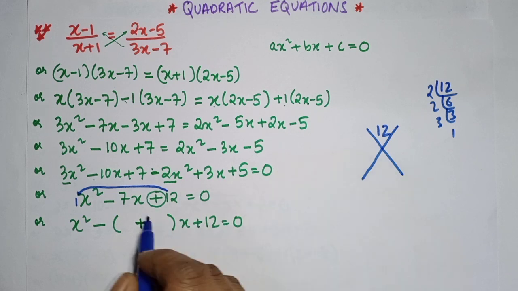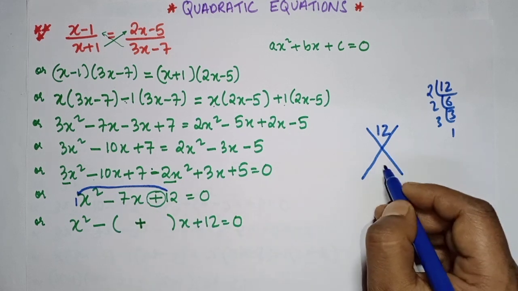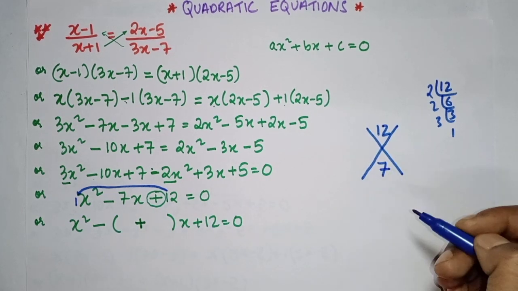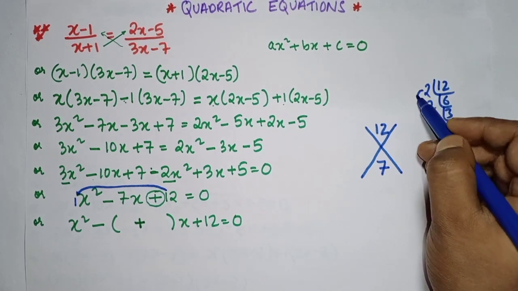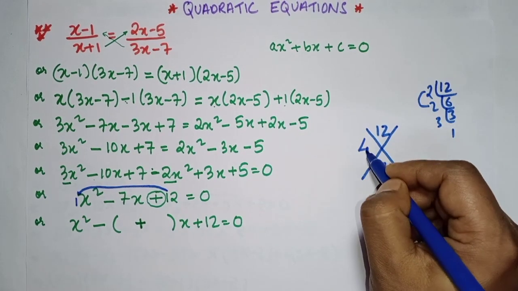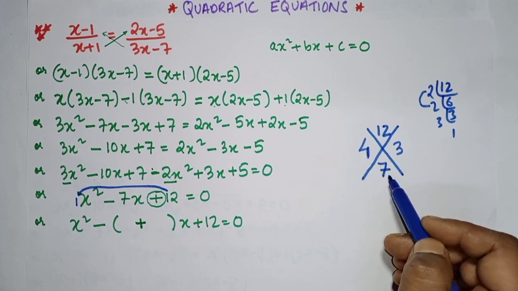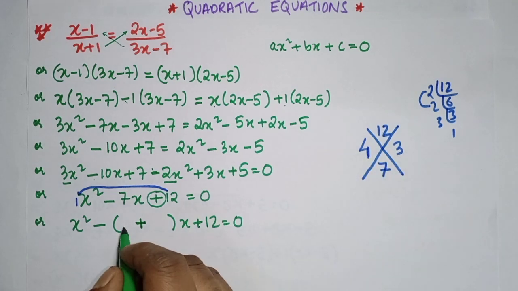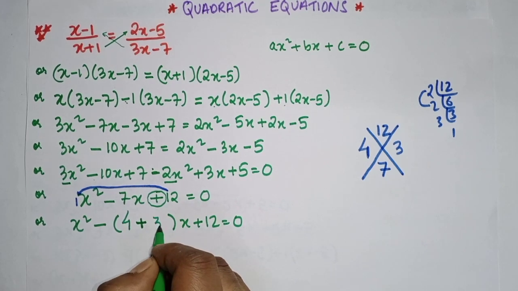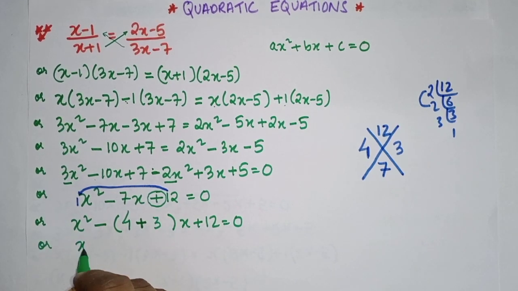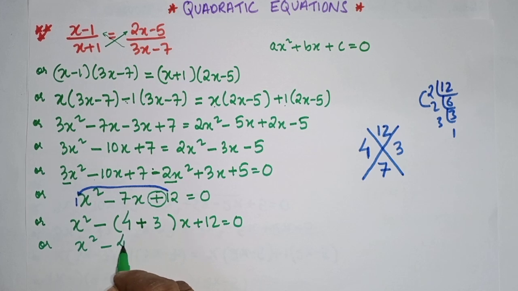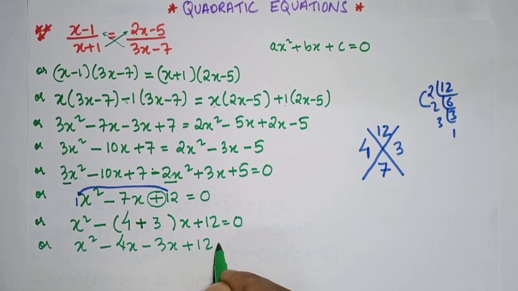And after adding, yeah, it's adding, it should come 7. So can you think of that number? 2 2s are 4, 4 plus 3, yeah, 4 and 3. Now see magic, 4 3s are 12, 4 plus 3 is 7. So what can I write? I can write this as 4 and this I can write 3. So x square minus 4x minus 3x plus 12 equals to 0.